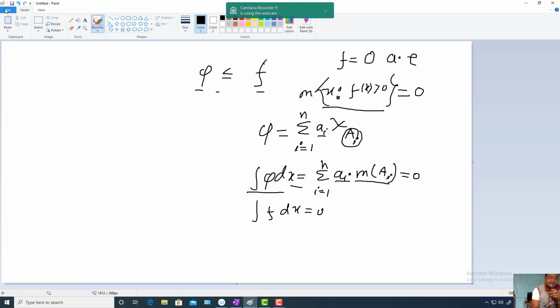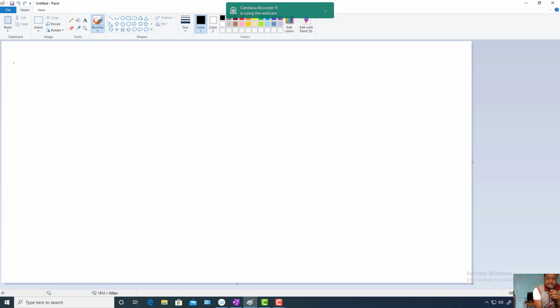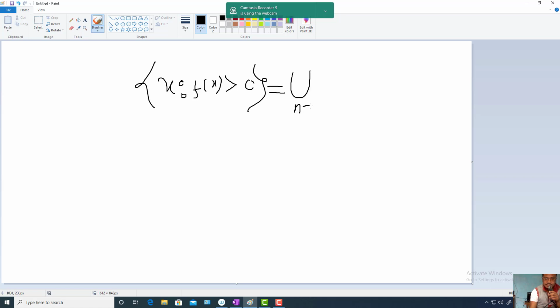Here again, let's go back to the window. So what we want to show is that the set of x such that f of x is strictly greater than 0 is equal to the union n going from 1 to infinity of En. All right, so what is the normal method?